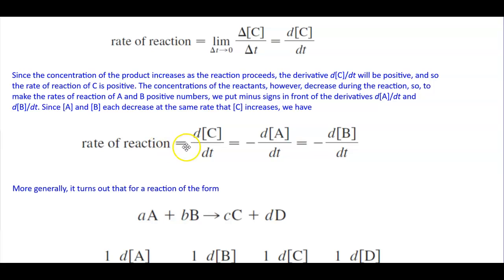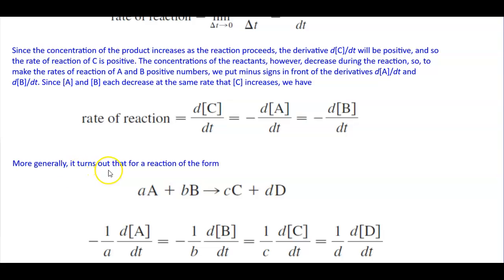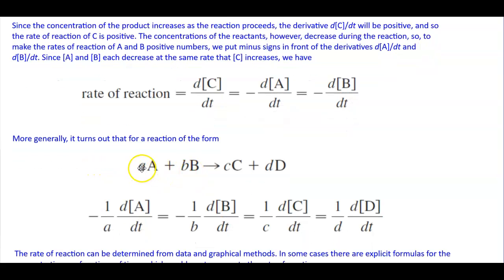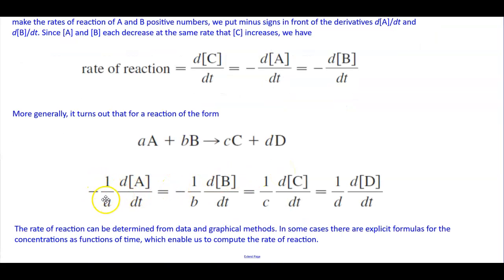So we have the rate of reaction is equal to d[C]/dt, which is equal to negative d[A]/dt, which is equal to negative d[B]/dt. And so more generally, it turns out that for a reaction of the form lowercase a times capital A plus lowercase b times capital B gives us lowercase c times capital C plus lowercase d times capital D, what we get is negative 1 over a times the derivative of [A] with respect to t, which is equal to negative 1 over b times the derivative of [B] with respect to t, which is equal to positive 1 over c times the derivative of [C] with respect to t, which is equal to 1 over d times the derivative of [D] with respect to t.